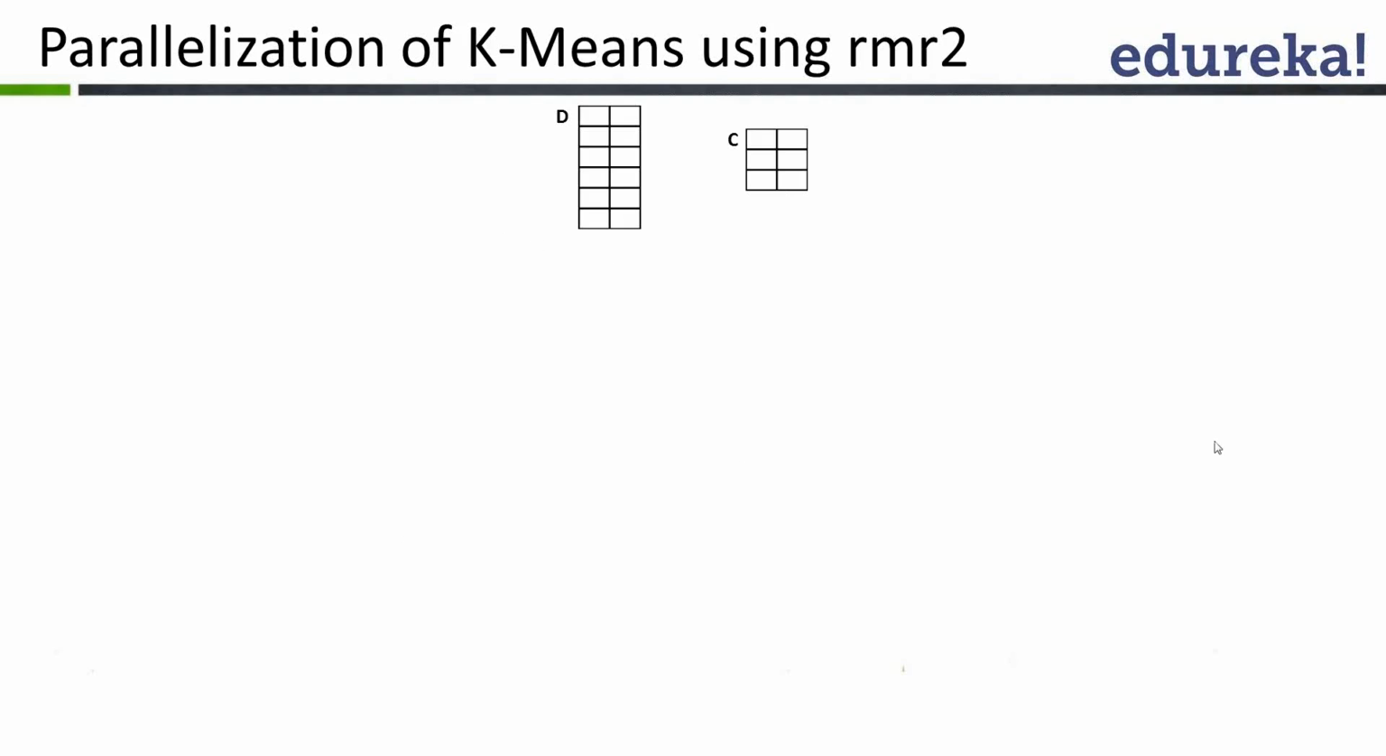Okay, that means D1 contains the first subset of data points, D2 contains another subset of data points, D3 contains the last subset of data points. So I divided my data into 3 parts. Let's say the first 2 rows, second 2 rows, and the third 2 rows. Okay, so that's my partition of the data.